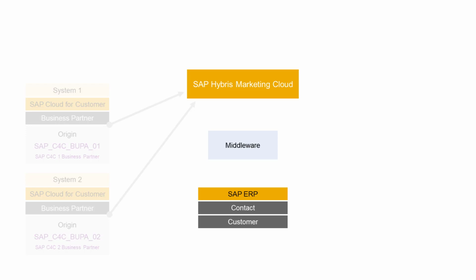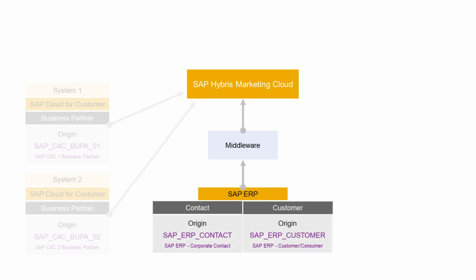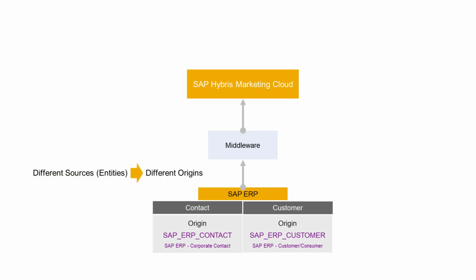Another example, you have an ERP system with data for two entities. Do you configure one origin or two origins? You need to configure two origins, one for contact and one for customer. And note, the middleware is not the data source.